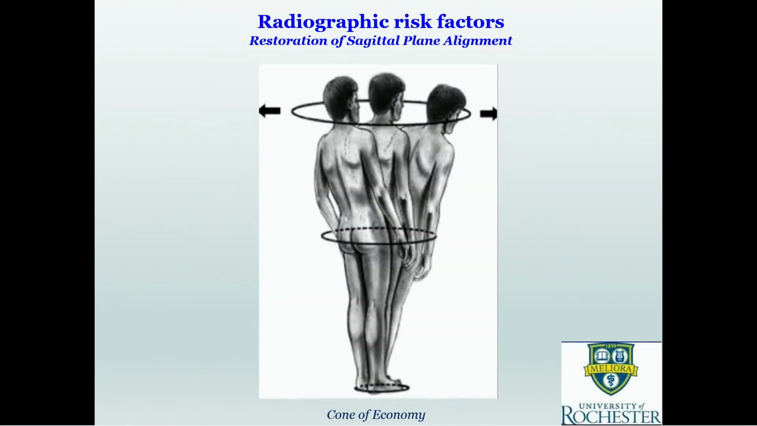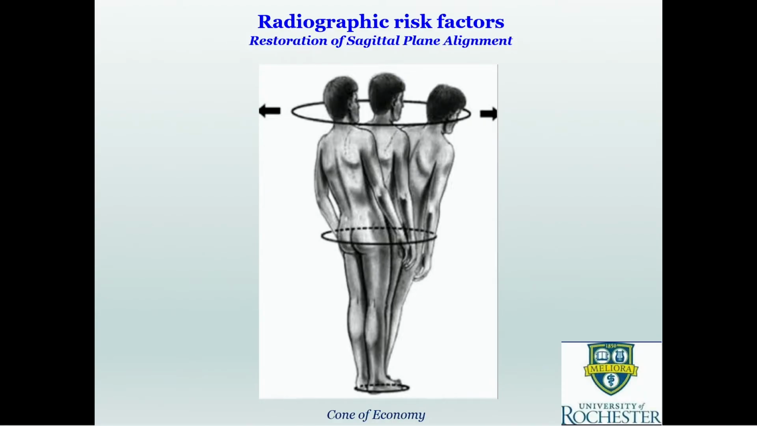When we look at radiographic risk factors, this picture describes a cone of economy. It was described by Jean Dubousset. The cone of economy is an angle projecting from your feet and upwards. You see this circle, and you also see this ring around the waist. The cone of economy is a projected angle surrounding the body which the body can sustain without external support and with minimal pain. Think of the Michael Jackson video, leaning and dancing.